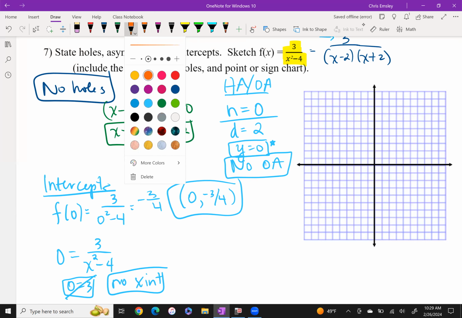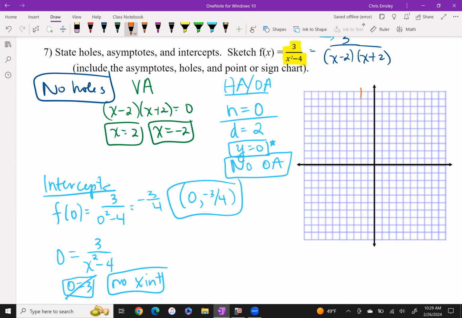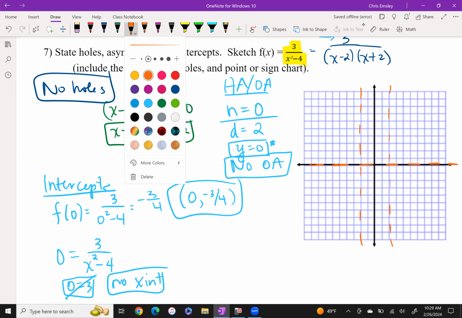Oh, there we go. So we have vertical asymptotes at negative 2 and positive 2. Horizontal asymptote at 0. You always want to dash in all your asymptotes. I like to do those first because they kind of help me with the rest of the problem. They work as guides for what I'm going to draw for the rest of the problem.